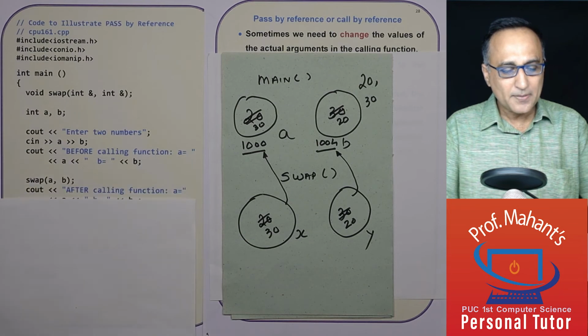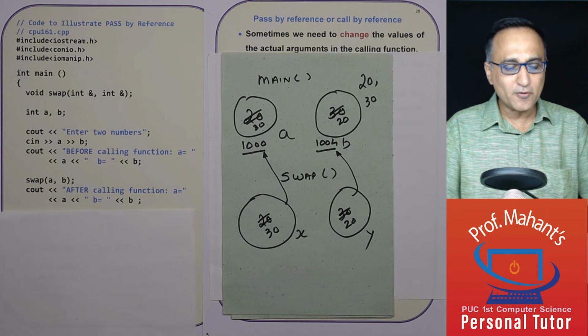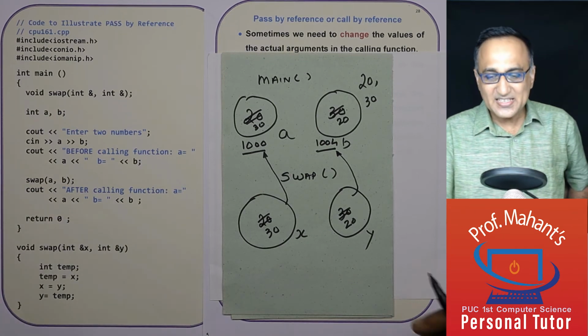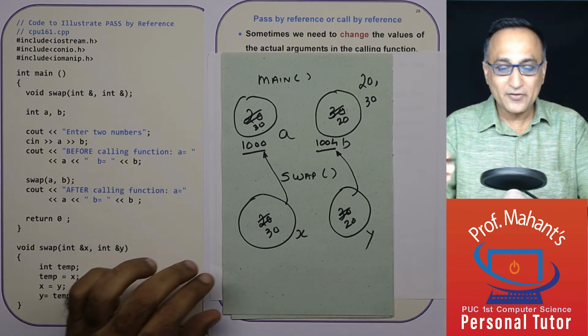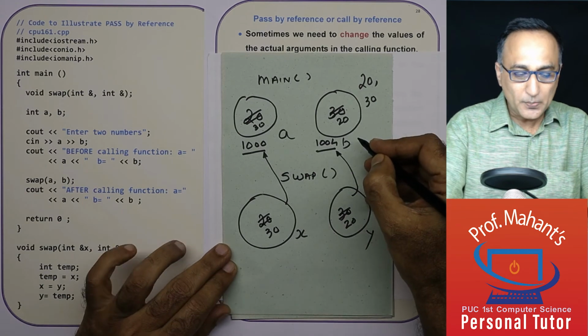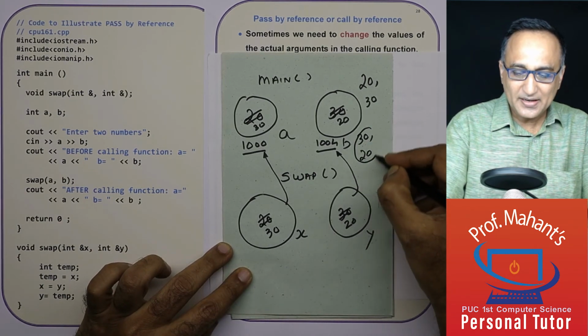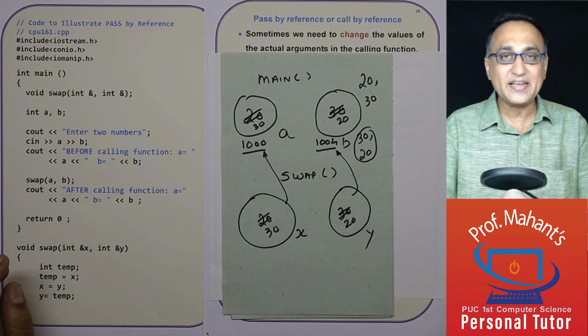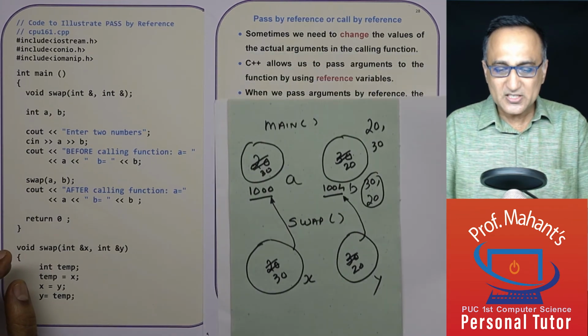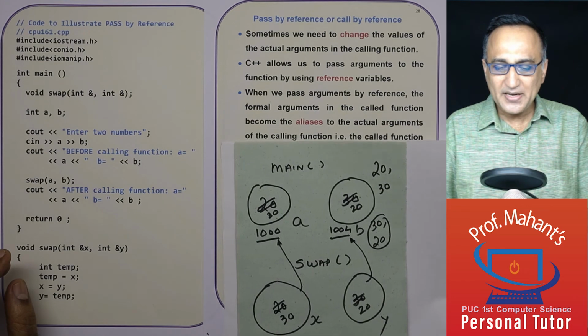Now, after calling the function, if I go ahead and print the value of A and B, since X and Y were aliases referring to A and B, it will print the value of A as 30 and B as 20, indicating the change has really taken place. So this is known as pass by reference.